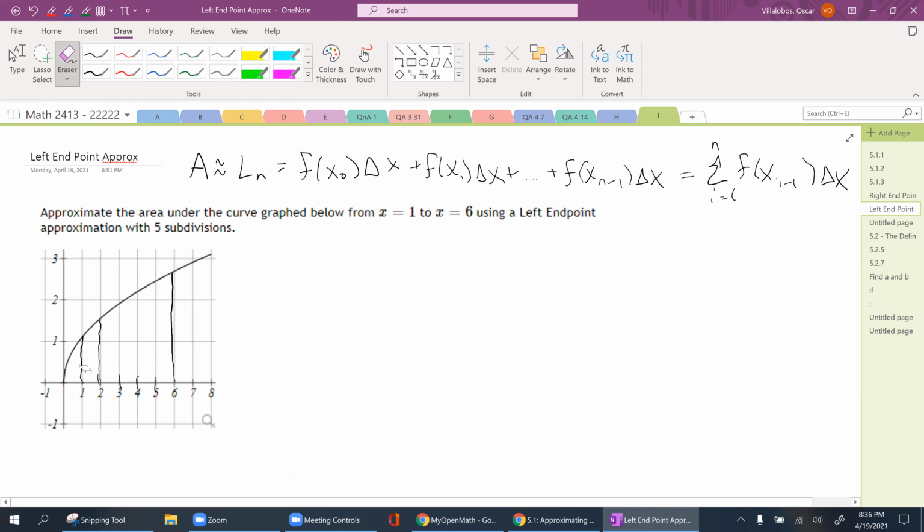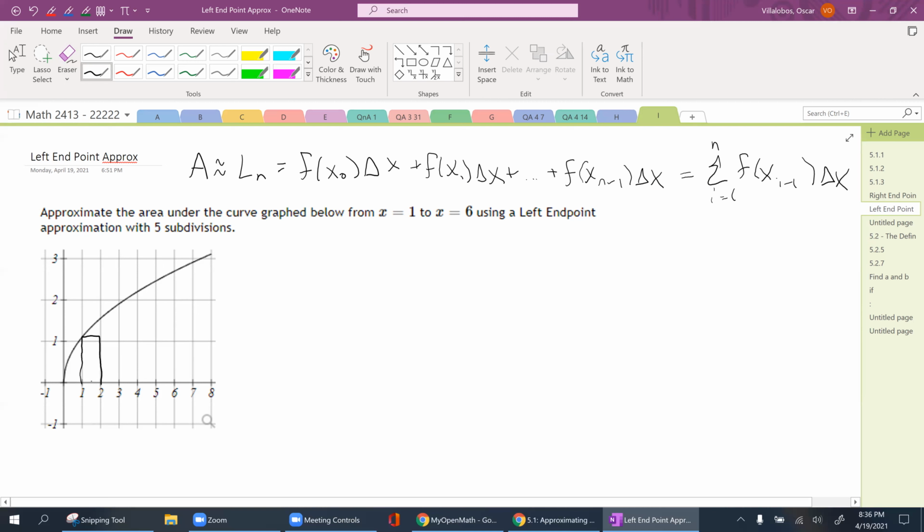I can go ahead and create four rectangles between here and here. If I were to split it like that, you'd see that I have 1, 2, 3, 4, 5. I can create 5 rectangles. With left endpoint approximation, you're going to start at the very far left, go up until you hit the line, and then go to the right until you hit the next subdivision. Meaning you're going to go here, go up, and go over like that.